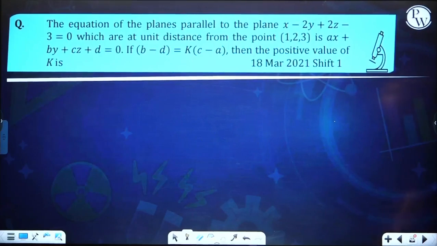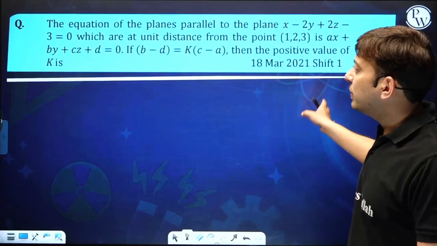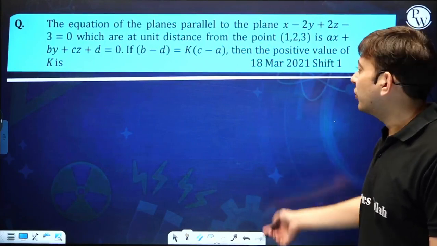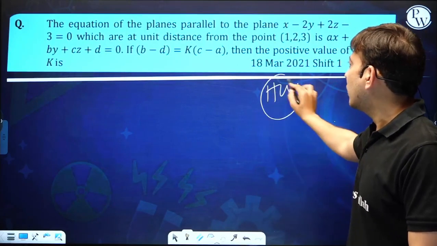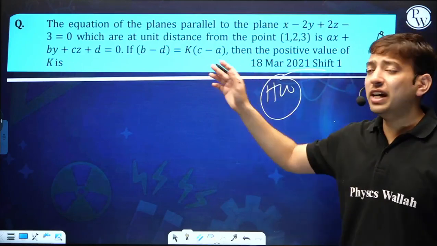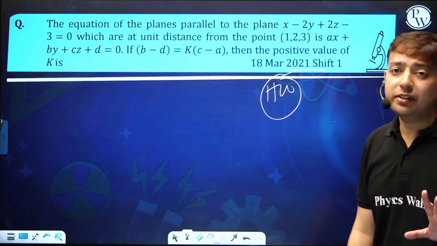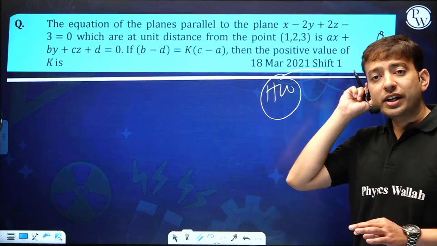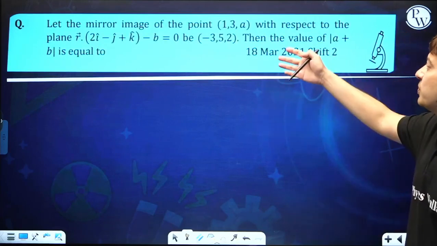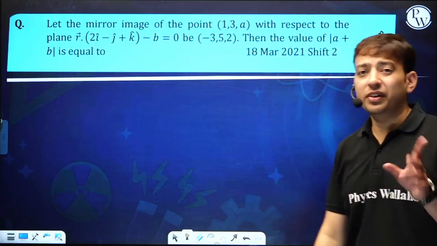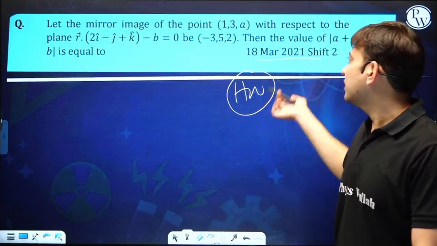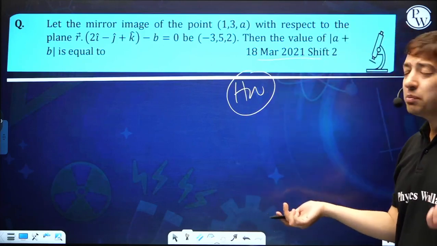Moving on. The equation of the plane parallel to this plane, which are at unit distance from the point, is this. Sir, this kind of question we have already done. I'm leaving this as homework for you. It's a 2021 question. We know that if a plane is parallel, only the constant term will be different. Next. Let the mirror image of this point with respect to the plane be this. Sir, we have a direct formula for this. Again, you can solve this. See, sir, same questions are coming. Very simple question.